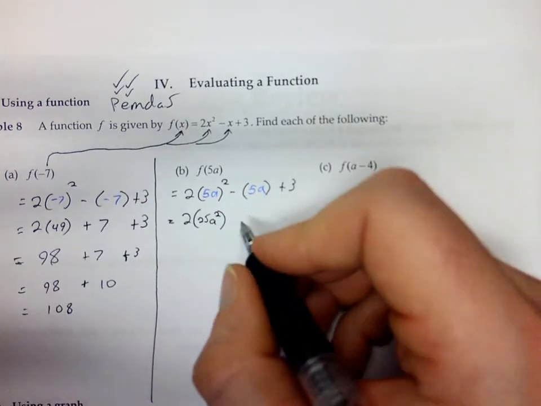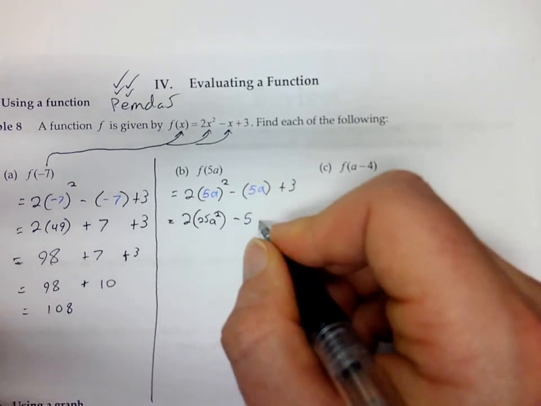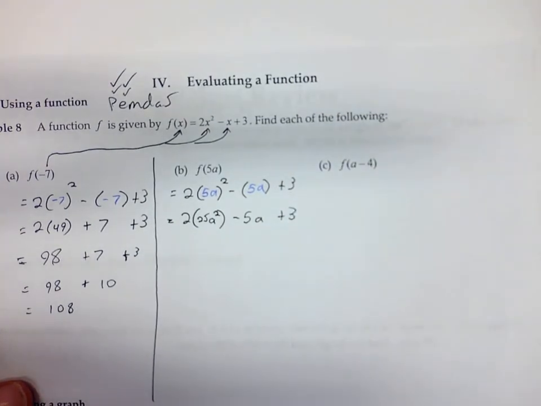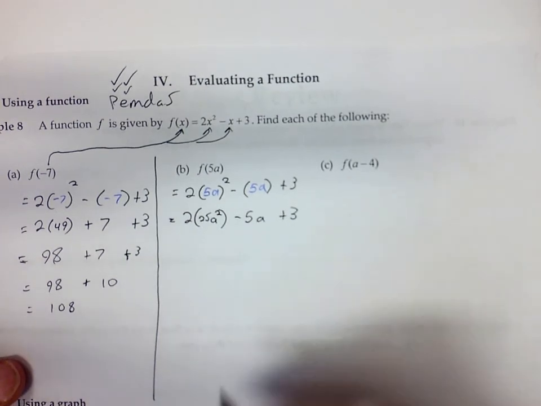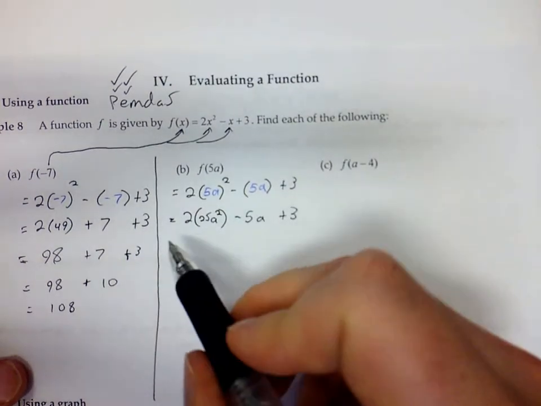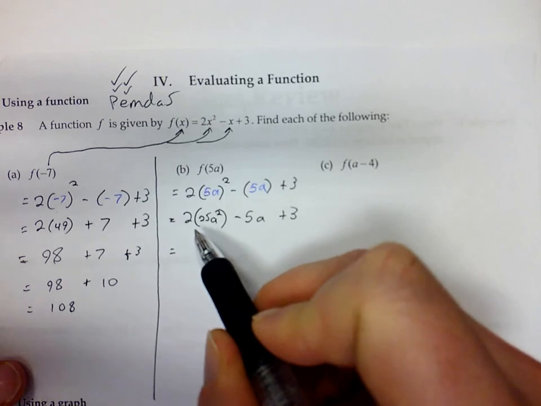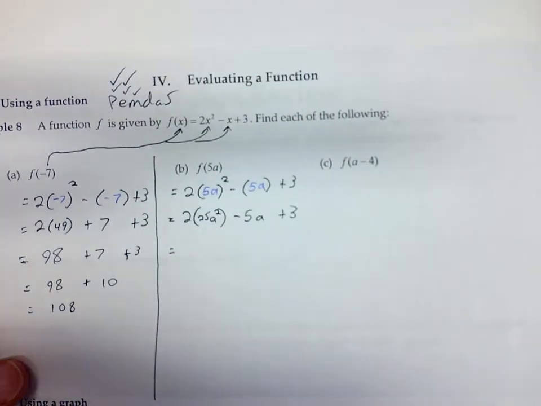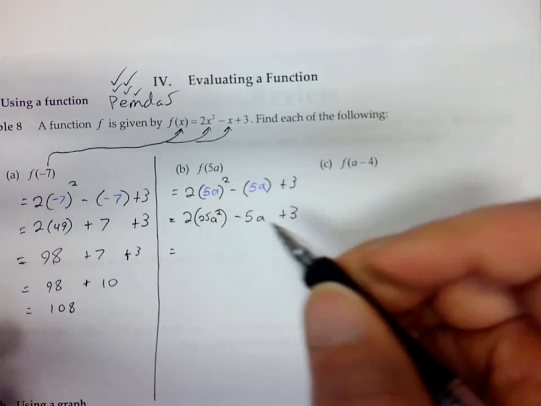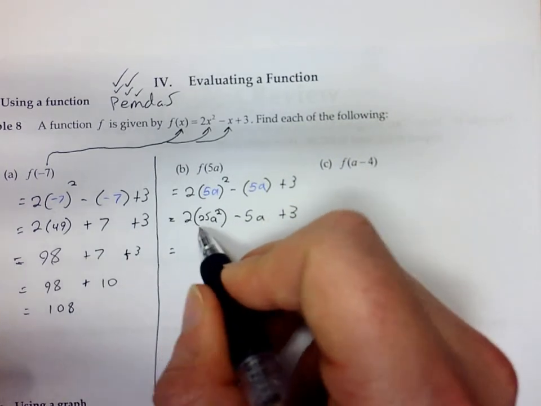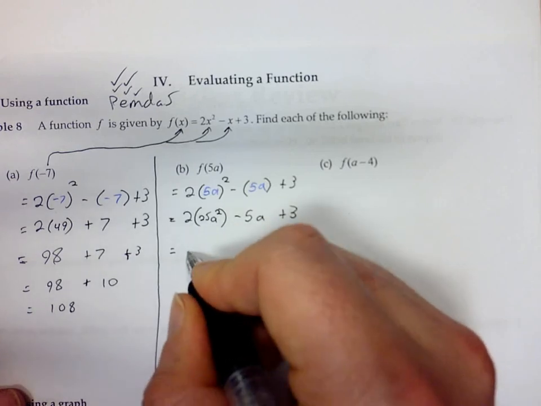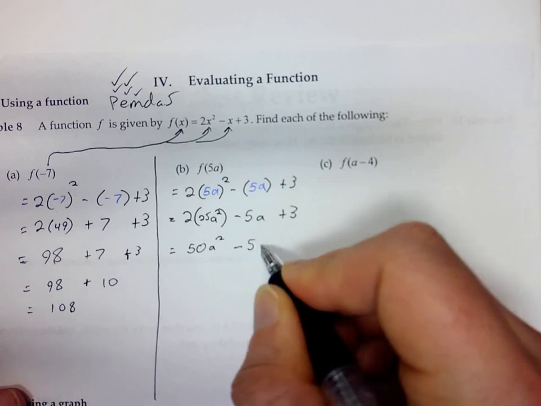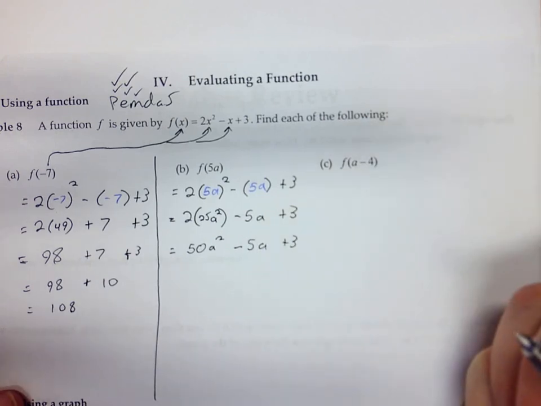Next, minus 5a. Nothing to do there, just minus 5a. And then finally, plus 3 again. Okie dokie. I've dealt with my exponent. Now I can deal with multiplication. So 2 times 25a squared. Well, I'm just multiplying the numbers there. So I get 2 times 25 is 50. I carry down my 5a, and I carry down my 3.